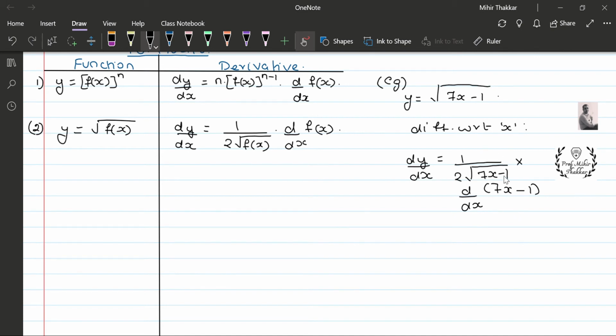Now this 1 upon 2 root 7x minus 1 is outside the derivative sign, so we leave it as it is. The derivative of 7x: the derivative of x is 1 and 7 is the coefficient, so it will be 7 into 1, which is 7. The derivative of minus 1: 1 is a constant, so its derivative is 0. So that is your final answer, 7 upon 2 root 7x minus 1. I hope you guys are able to get it. It's a very easy thing, guys.